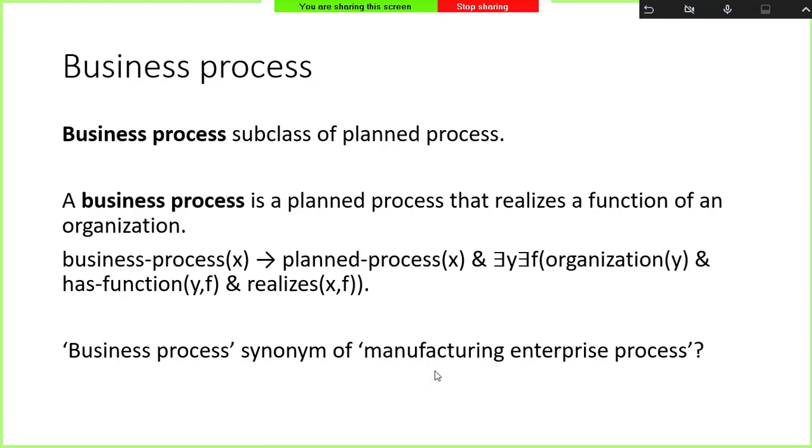What we need to define manufacturing enterprise process is the list of all the processes that manufacturing enterprises perform, including maintenance, supply chain, and so on. And then also business processes in the narrow sense, where we mean commercially relevant processes. So a business process is a planned process which is such that that process realizes the function of an organization, the business in question. That's the general sense of business process. And function is a BFO term. This fits exactly the BFO sense of function.